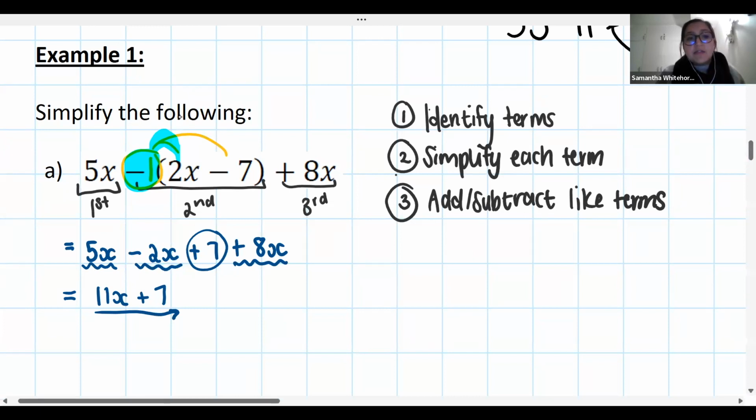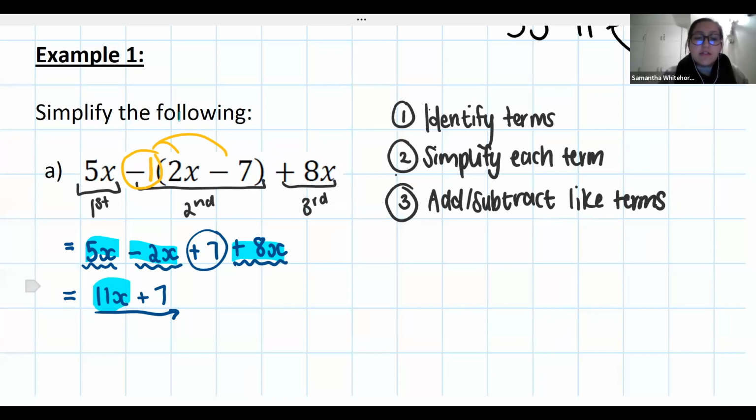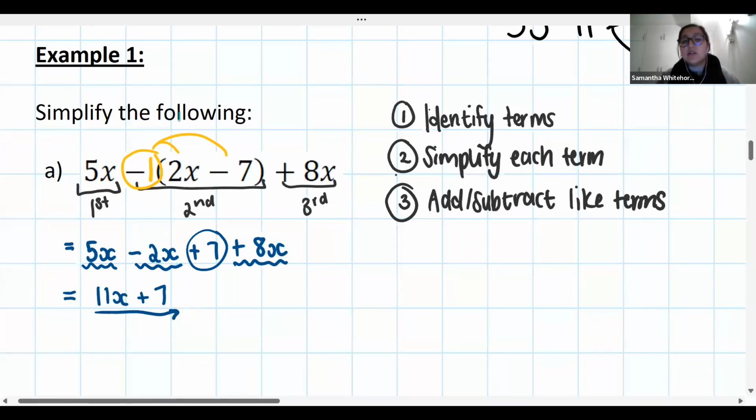From there, I identified my like terms. So 5x minus 2x plus 8x, all like terms, giving me 11x. And then that plus 7 was by itself. It didn't have an x term, so it wasn't a like term with the rest. And so I could simplify my expression. And again, guys, remember, we have done this both in term 1 and now in this course. So please go and watch the videos if you are feeling a little bit unsure.